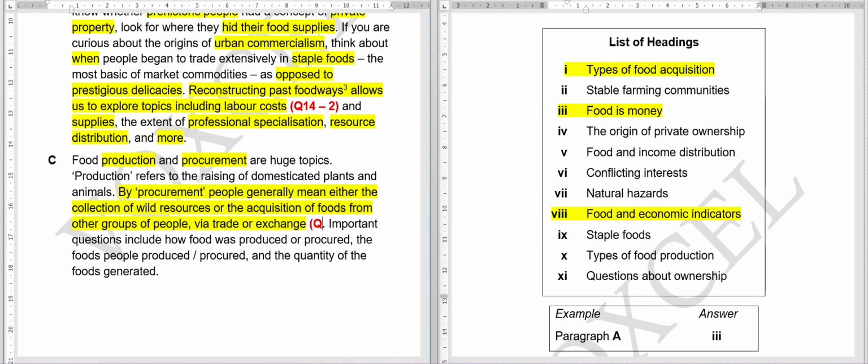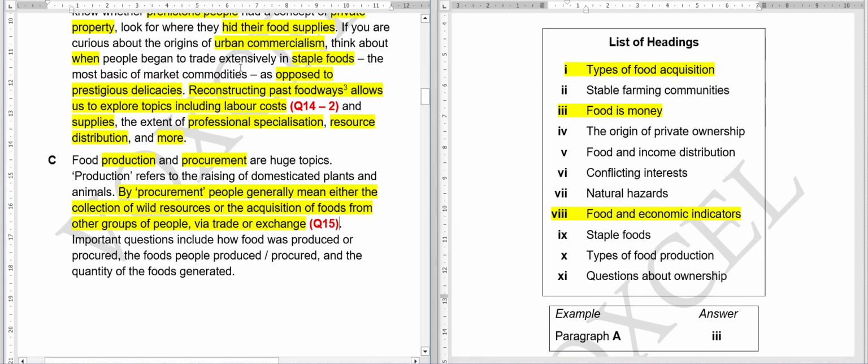Let me mark the question number here first, then I will tell you. So here they are saying there are two types. Either you can collect from wild resources or you can collect from other people. So these are the two types of food acquisition. I hope it is clear. Let's read the other options as well.